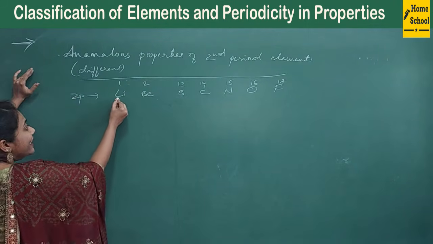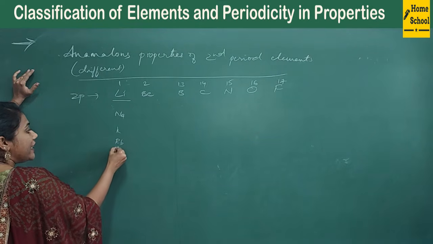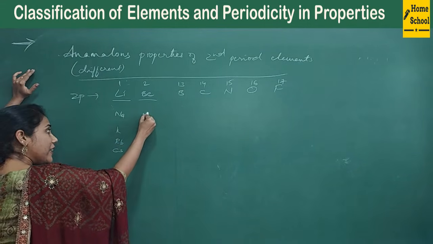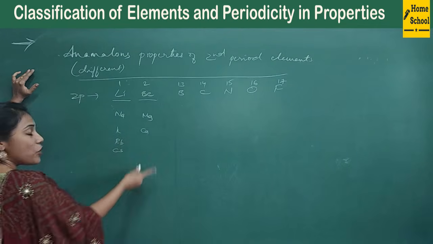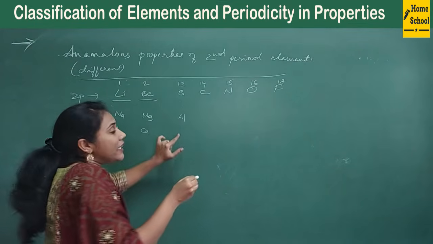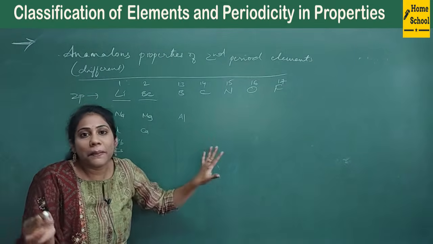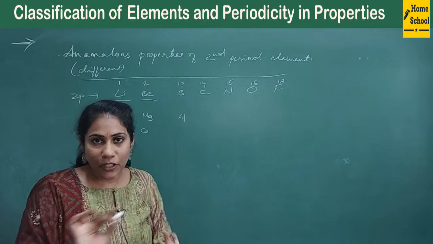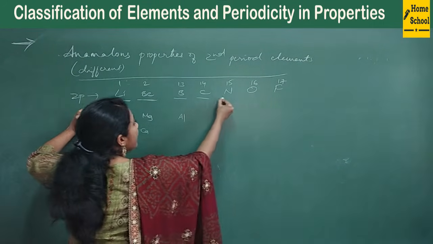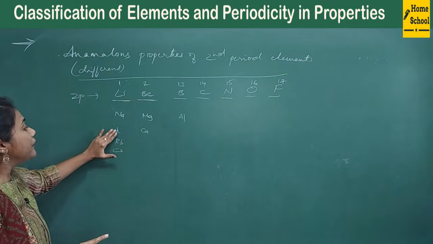Usually lithium is very different from sodium, potassium, rubidium and cesium. Beryllium is very different from the rest of the elements, that is magnesium, calcium, strontium and barium. Boron is very different from aluminium, gallium, indium, thallium. Carbon is very different from silicon, germanium and the rest. So all the first elements in a particular group show some different characters compared to the other elements in the group.